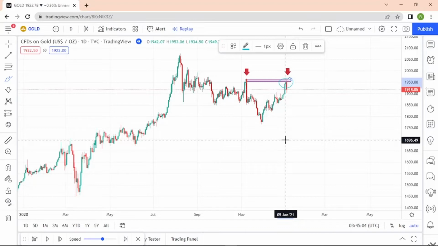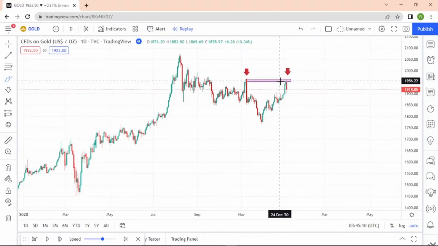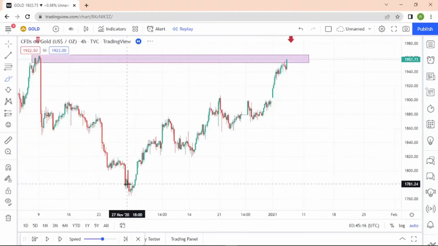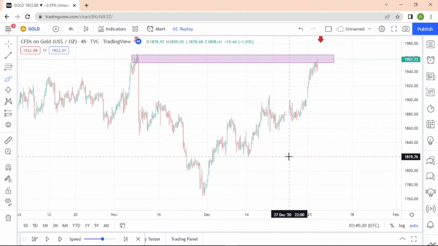So now you can start to see how multi-time frame works. So I'm gonna zoom into the lower time frame, which is the 4-hour time frame. Still a bit of high time frame, but it's lower than daily time frame.